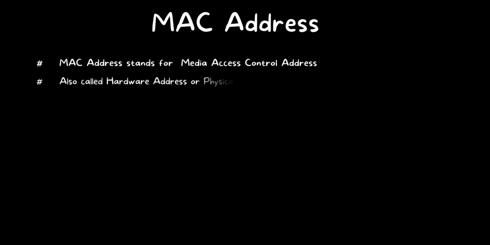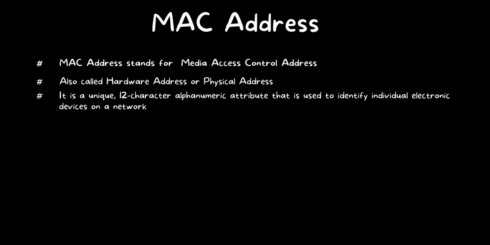Now let's talk about the MAC address. What is a MAC address? MAC address stands for Media Access Control Address because it is the address that controls access to the media. It is also called the hardware address or physical address. It is a unique 12-character alphanumeric attribute that is used to identify individual electronic devices on a network. So how does a MAC address look? We have given 2 examples of MAC addresses on the screen. This is how a MAC address looks.